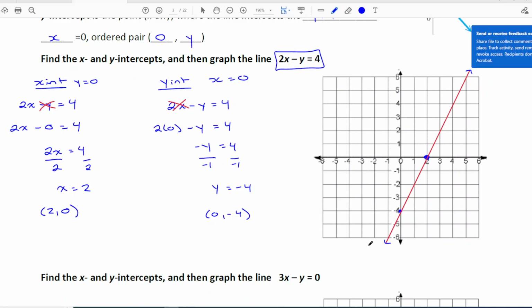So if I wanted to check if this line was right, I could pick another point. I could pick a point that my line went through, like (3, 2), and I could make sure that it makes the equation true. So something like 2 times 3 minus 2, does that equal 4? 6 minus 2 is 4. Yep, I'm good, right? So all I really needed was those 2 points to graph a line, but more points are better. All right, let's move on to this next one.